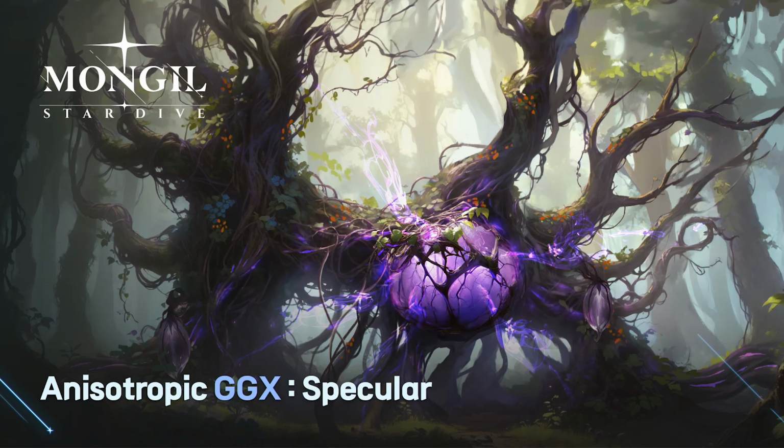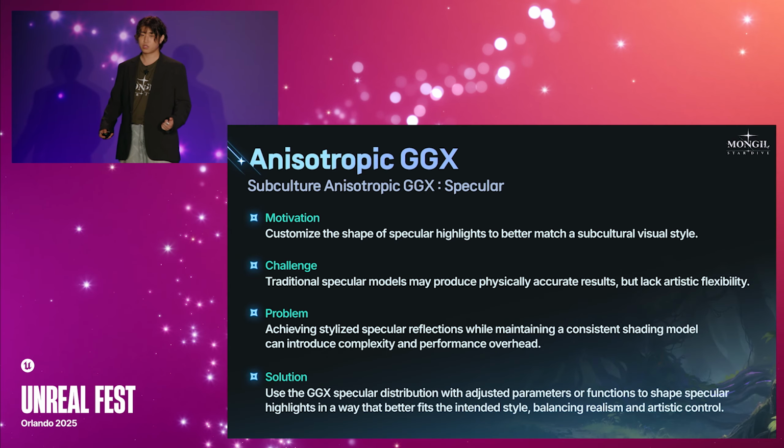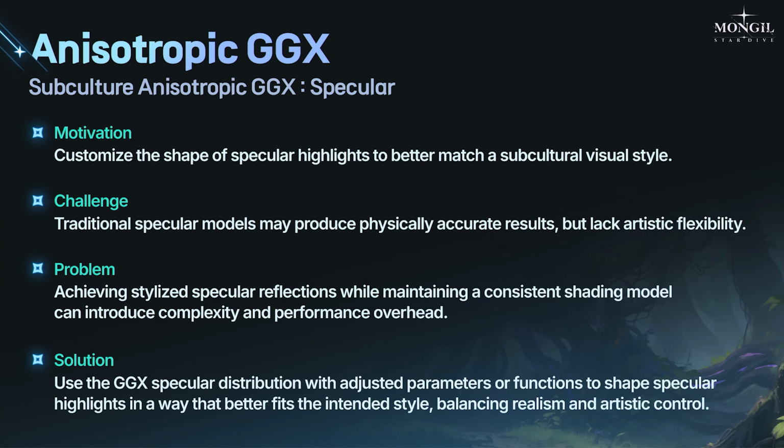In this chapter, I will talk about how the modified anisotropic GGX equation in the specular term was used for subculture rendering. The reason I chose anisotropic GGX in the subculture rendering is because a simple specular equation couldn't deliver the artistic style I was aiming for. So I had to explore beyond the standard approach and start modifying the equation to better suit the visual identity I wanted to achieve.